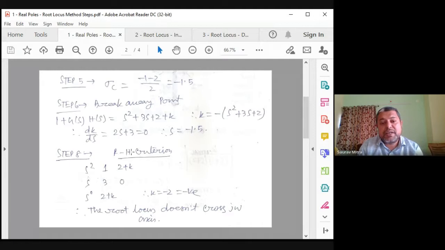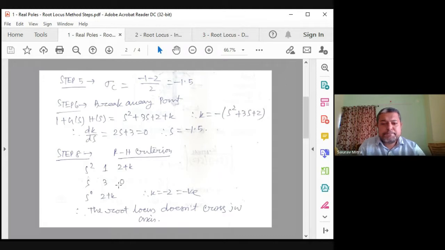So this is the RH criterion table, and we know that the first column of the RH criterion table should have all the same sign for the system to have all the poles in the left hand side of S plane. That is the case here, because we are finding that the poles are always confined to the left hand side of S plane for any value of k. Let us see whether the system is stable or unstable for which value of k. So S square is 1 and 2 plus k, and S has a coefficient of 3, and there is nothing here, so it will be 0.